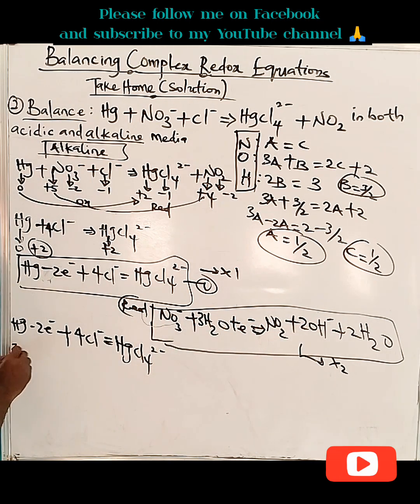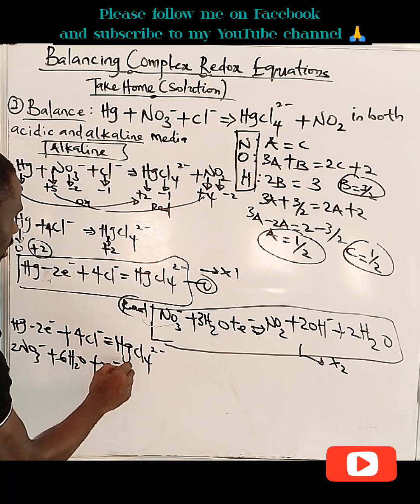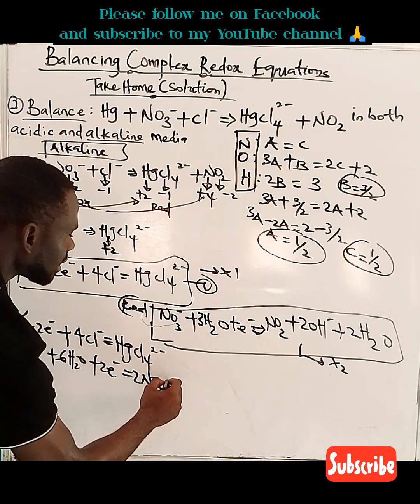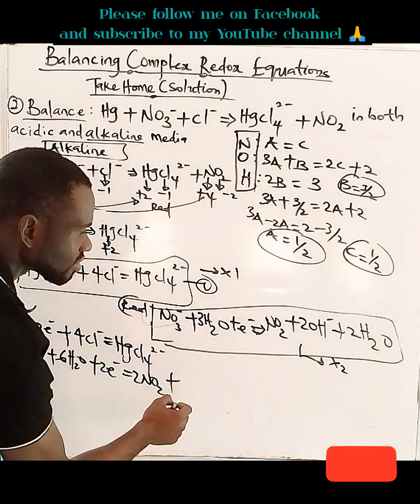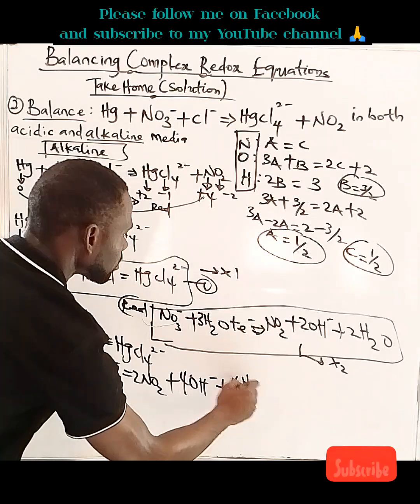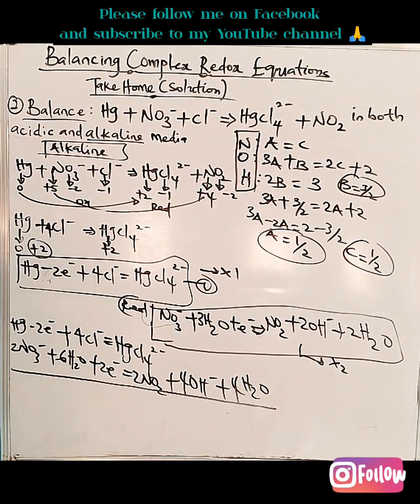So the next, 2 multiplies all this bunch. So that will be 2 NO3 minus plus 2 times that will give us 6 water molecules, then plus 2 electron to give us 2 NO2, then plus 2 multiplies all this, that's 4 hydroxyl plus 4 water molecules. So let's bring them all together. Let's finish up what we started. So this 2 electrons and 2 electrons, minus plus, it takes each other out.